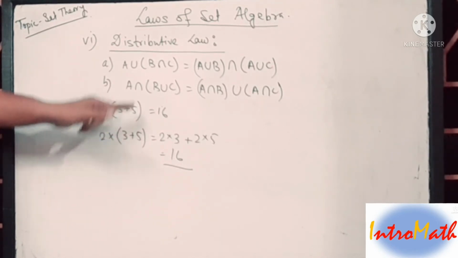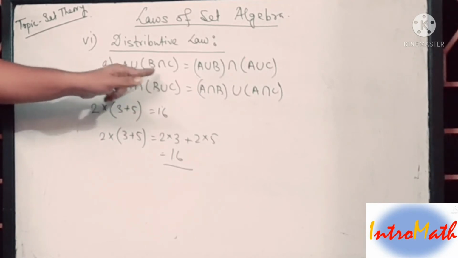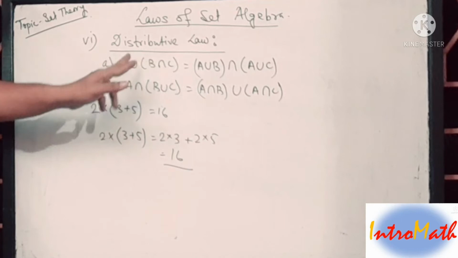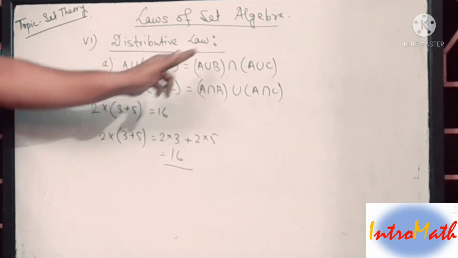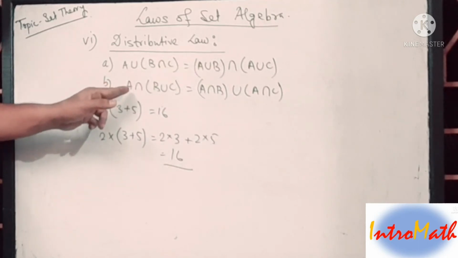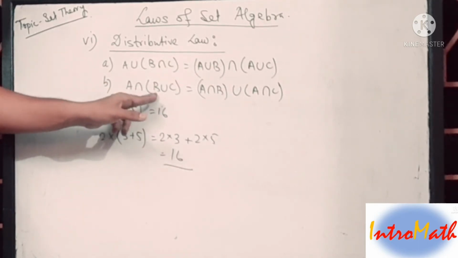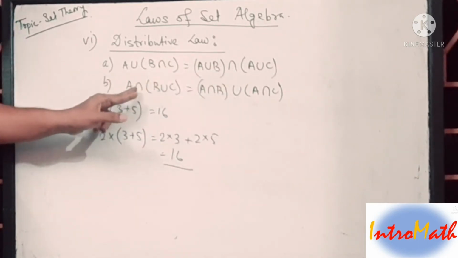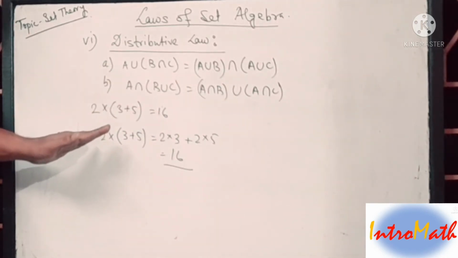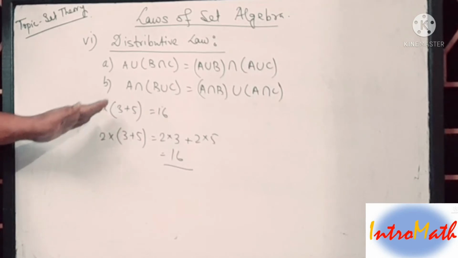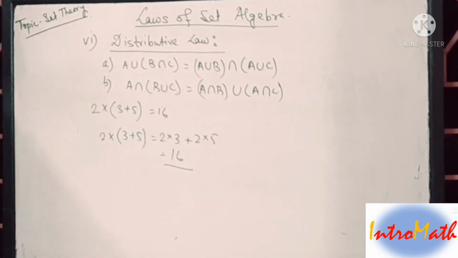These results also follow in set algebra. A union (B intersection C) is equal to (A union B) intersection (A union C). And in case of intersection, A intersection (B union C) is equal to (A intersection B) union (A intersection C). This is the distributive law.